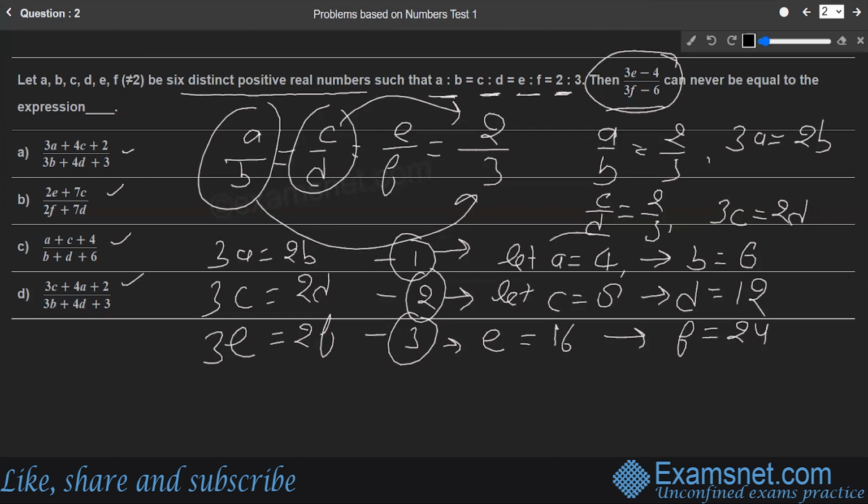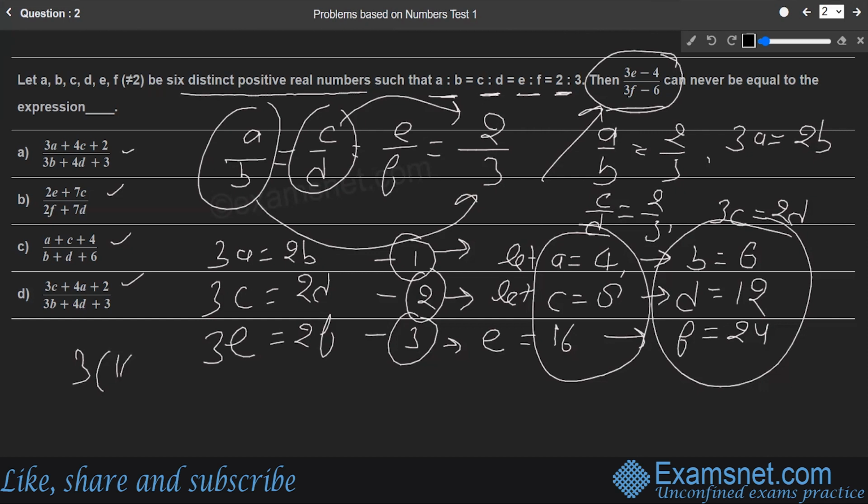So there is one set that is available with us: A, B, C, D, E, F values are all there. Every value is positive and distinct. Now with this set of values, we'll try to verify the answer of 3E minus 4 over 3F minus 6 out of all the options available. So if we put all these values into the required expression, the E value is 16, so it's going to be 3 into 16 minus 4, divided by 3F minus 6, that is 3 into the F value 24 minus 6.